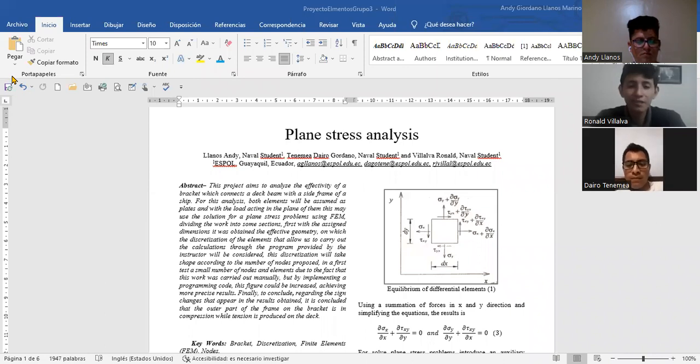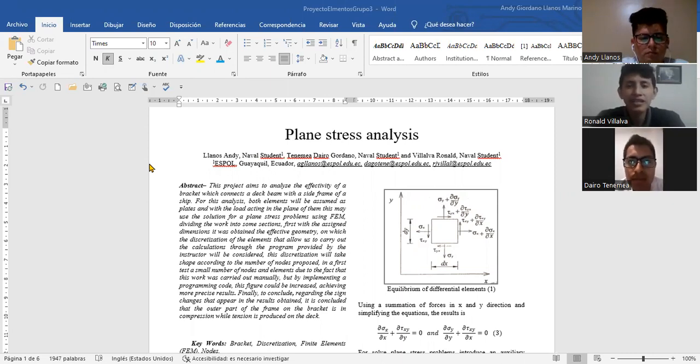Good morning. This is the plane stress analysis for the finite elements subject. The students are Llanos Andy, Tenemea Dairo, and Villalba. This project is aimed to analyze the effect of a bracket which connects a deck beam with a side frame on a ship. For this analysis, both elements will be assumed as a plate, with loads acting in the plane of them, so we may use the solution for plane stress problems using finite element methods.